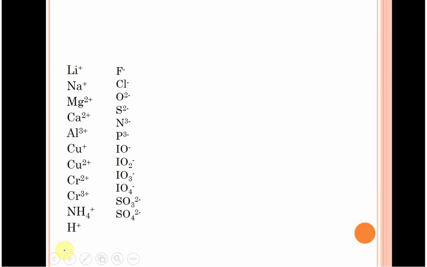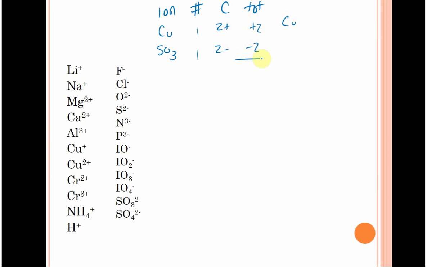All right, so copper 2 with sulfite. Ion, number, charge, and total. This is 2 plus, 2 minus. Did they already cancel? So we just need one of each. CuSO3 is copper 2 sulfite.